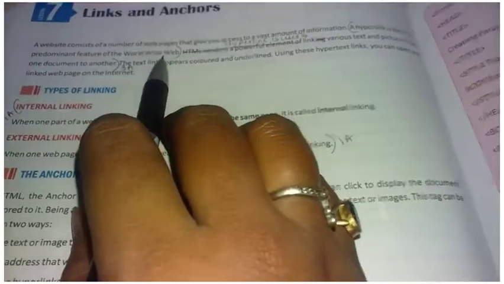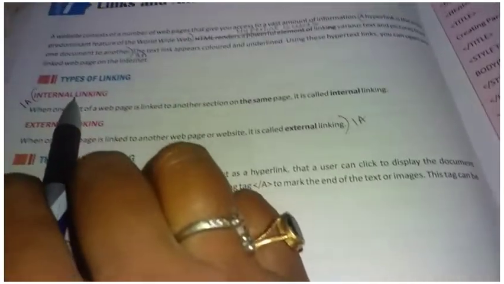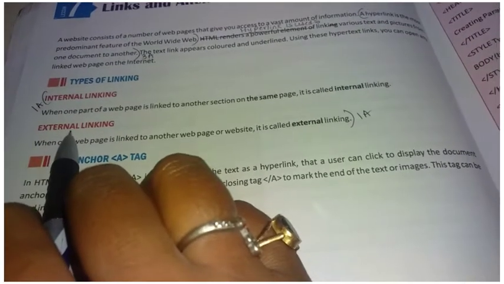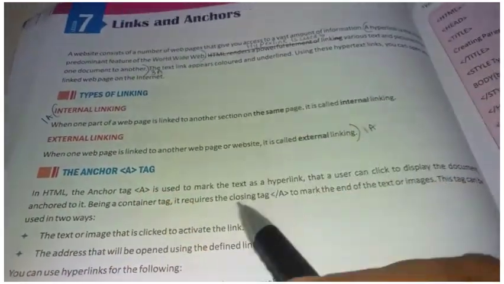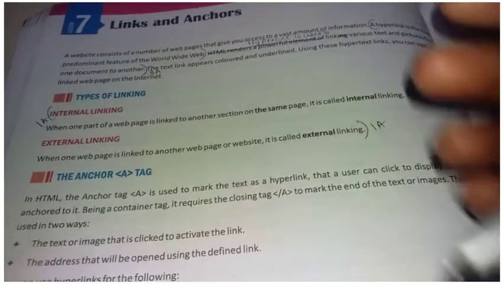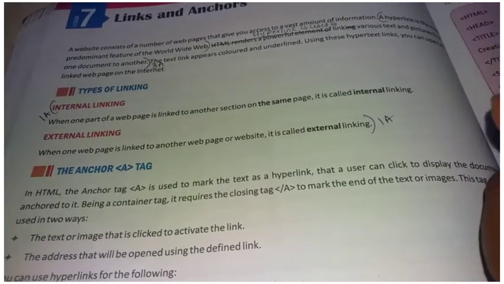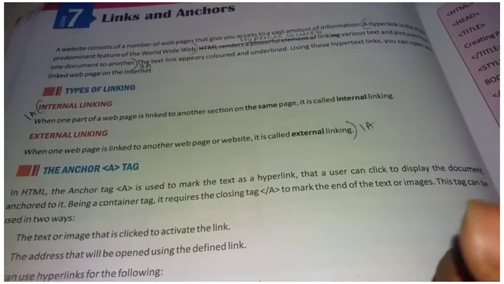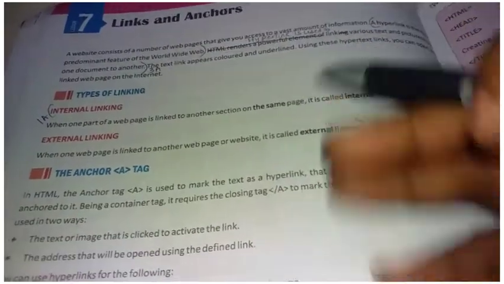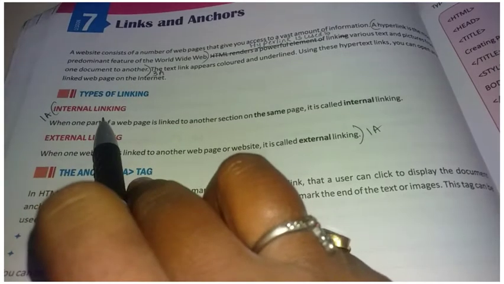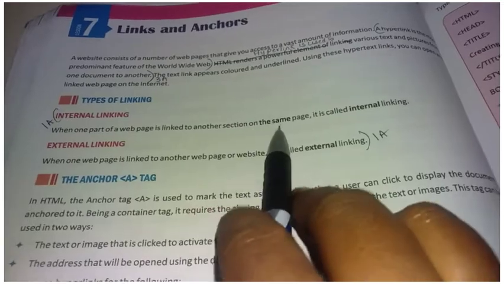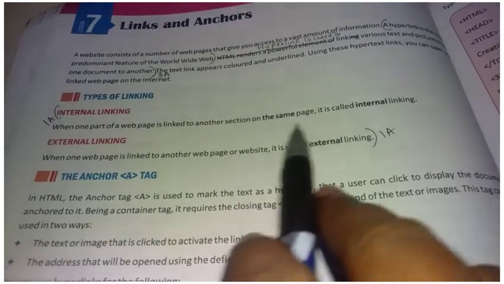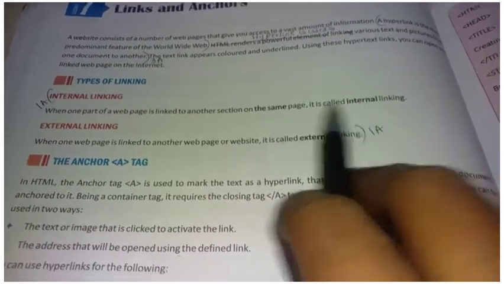What are the different types of linking we are having? Internal linking and external linking. Internal linking means we have to link, for example, the upper part is there, the lower part is there. If we want to link from the upper part to the lower part, we have to establish a link between those two parts. Like that, internal linking means one part of the web page is linked to another section of the same page. As I said now, it is called internal linking.